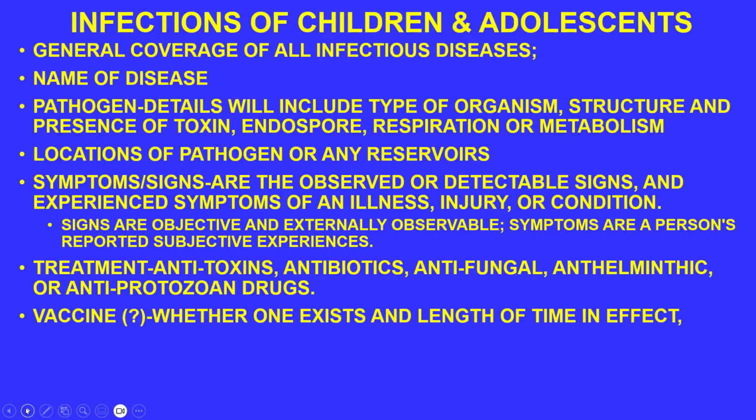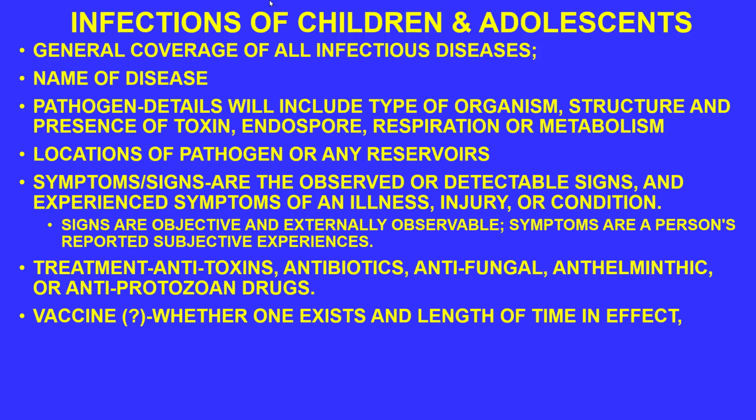So let's go forward. Now, in this process, I'm going to try to take general coverage of all infectious diseases listed. So you'll get the name of the disease, the pathogen, the type of organism, the structure or presence of a toxin, and if they have an endospore, respiration or metabolism, etc., where it's available. Locations of the pathogen or any reservoirs will be mentioned.